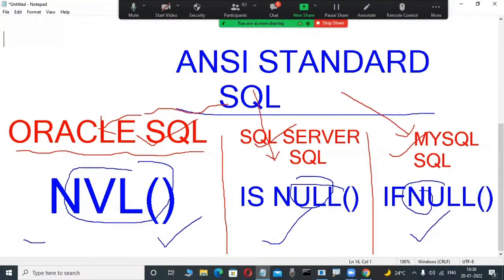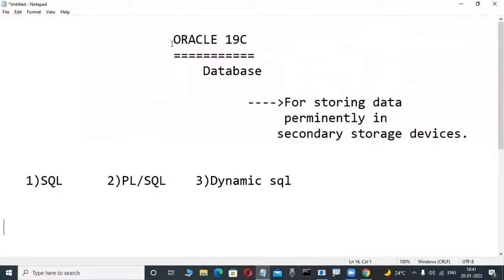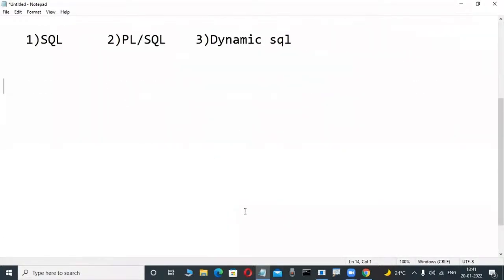Suppose there is a function, months_between, that exists only in Oracle SQL. Can I use the same function in SQL Server? No, there is DATEDIFF there, which is another function. That's why, whatever we are learning, SQL is an ANSI standard language.